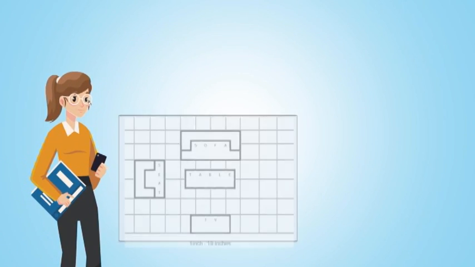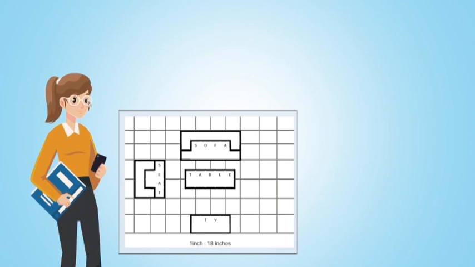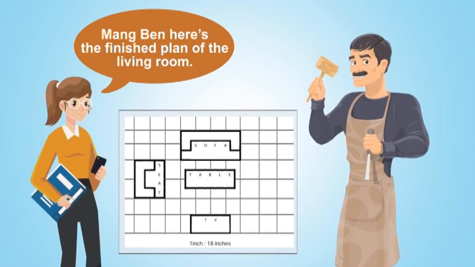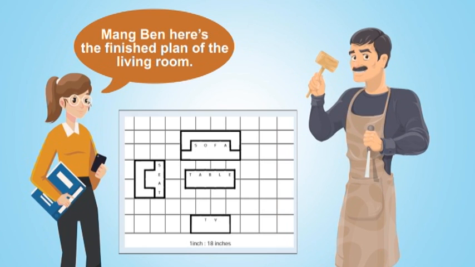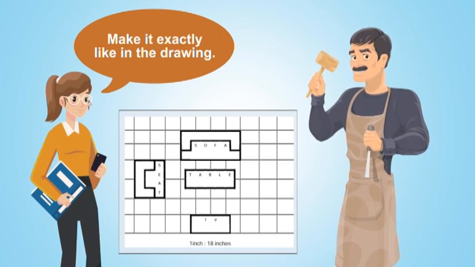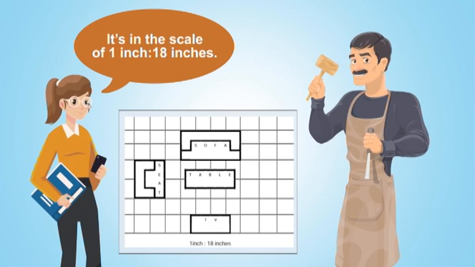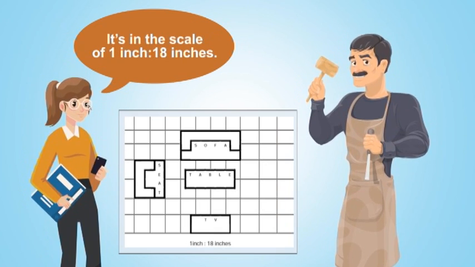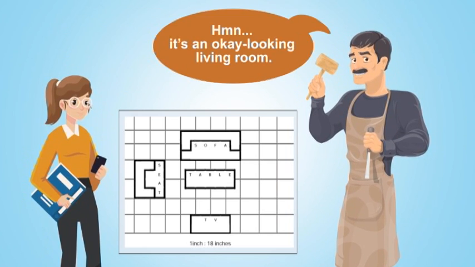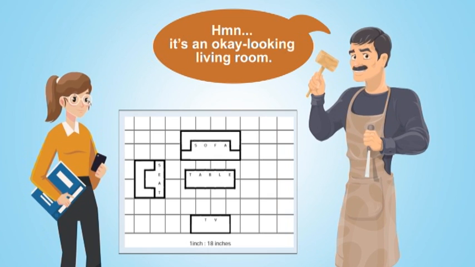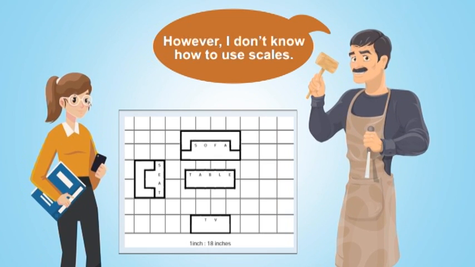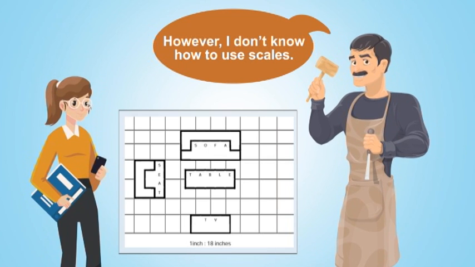To further understand and interpret scales, let's look at this situation. An interior designer of a house made a scale drawing of the finished living room. He then talked about it with Ben, the carpenter. The interior designer shows Ben a scale drawing of a living room, asking him to make the room exactly like the one in the drawing. He gives him a drawing along with a scale of 1 inch to 18 inches. Ben looks at the drawing and tells him it's an okay-looking living room. However, Ben has problems using scales.